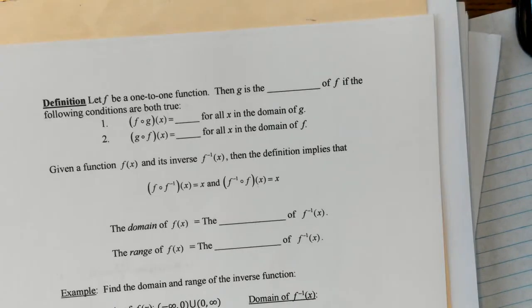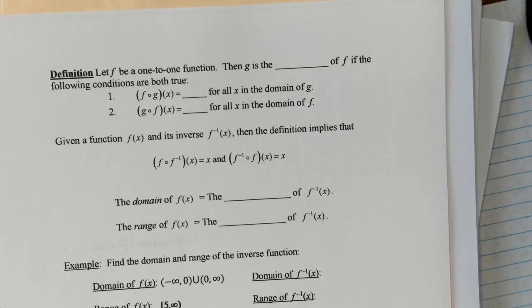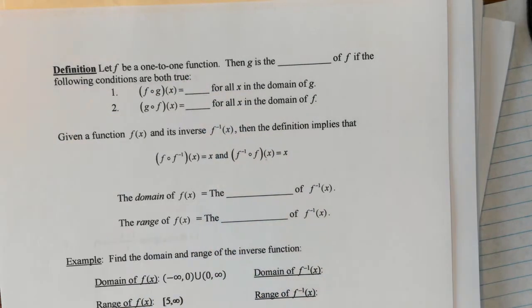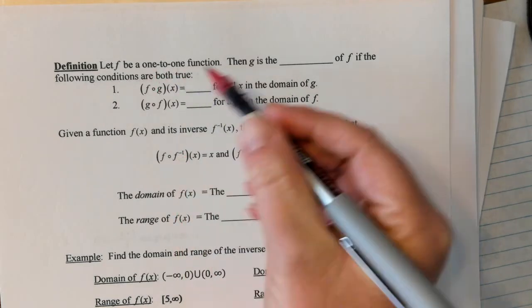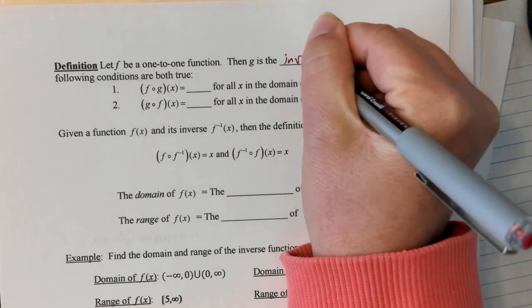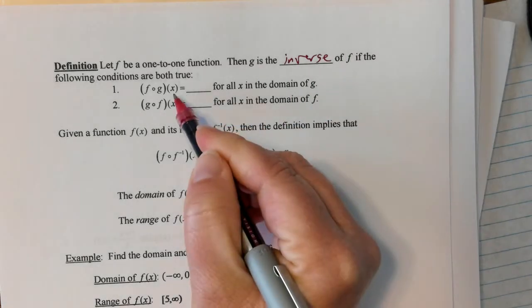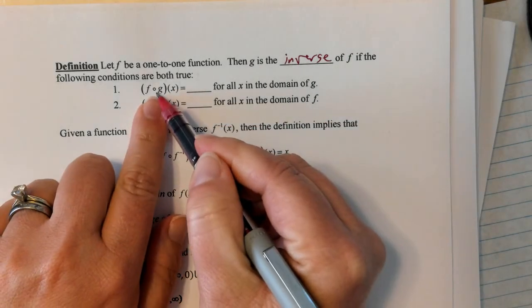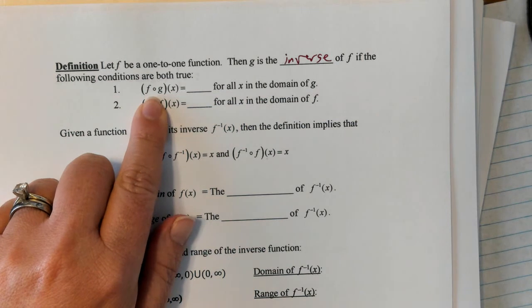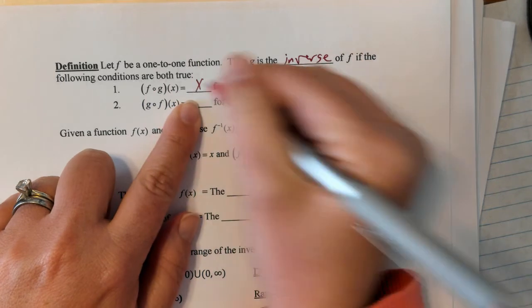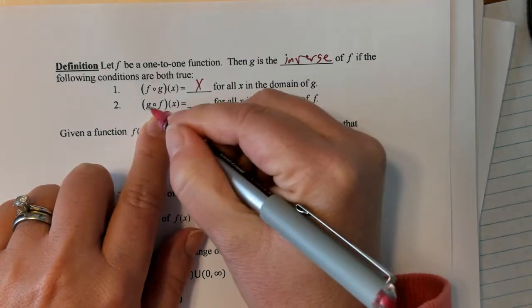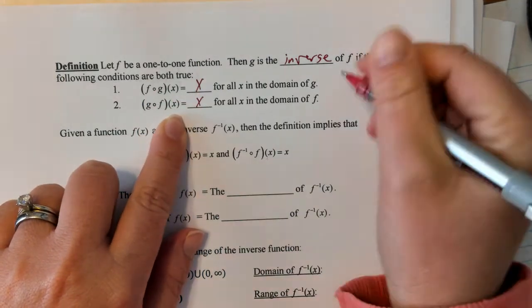So something interesting happens when you have 1-to-1 functions. Remember, 1-to-1 means both the original and its inverse are functions. All right, so two functions are inverses of each other. By definition, if f is 1-to-1, then g is the inverse if the following are true. And notice this is not the times dot. This is that little composition dot. So this is saying if f of g of x equals x, and if g of f of x equals x.